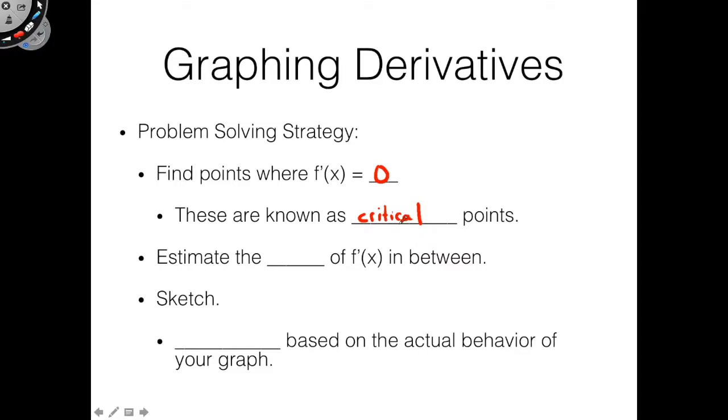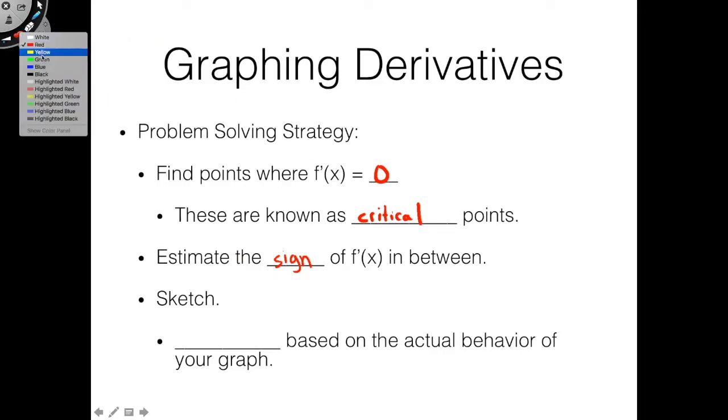Critical points are a lot more important in some of the more advanced graphical analysis we're going to be doing in a few videos down the road. But for now, we're just going to say they are points where f prime of x equals 0. Okay? So once you have that, you're going to go ahead and estimate the sign of f prime of x in between. You're just going to use the graph of f of x and try to see what f prime of x is doing in between those points. And then you're going to go ahead and sketch.